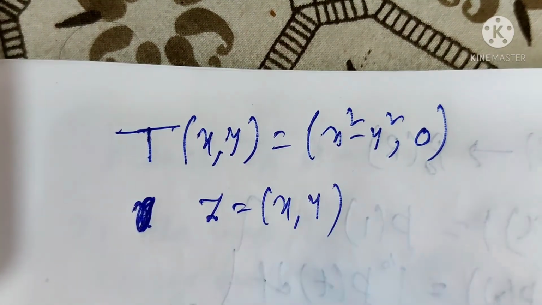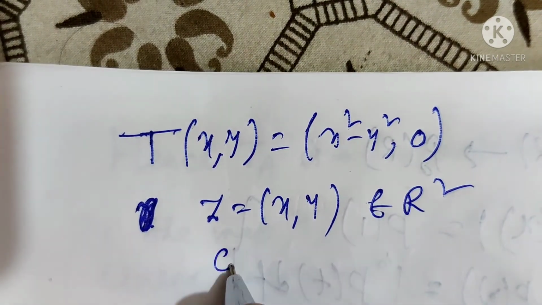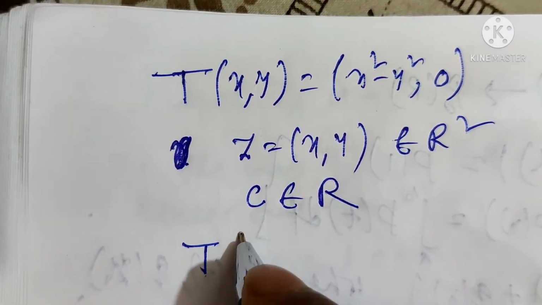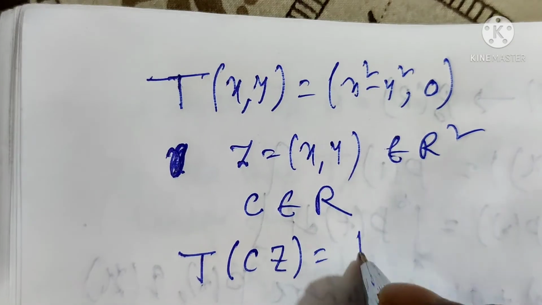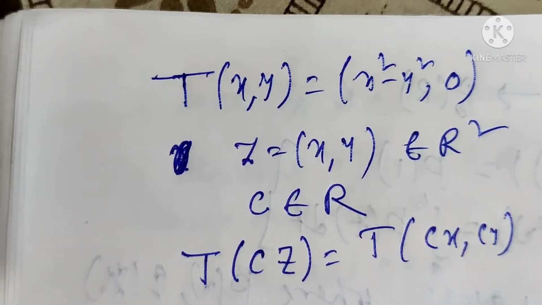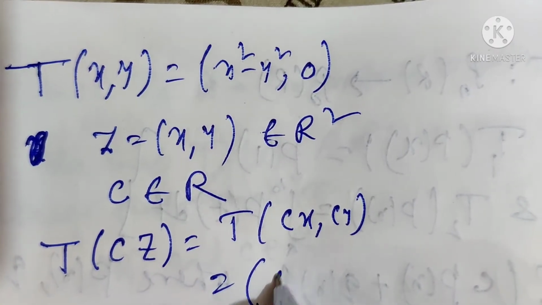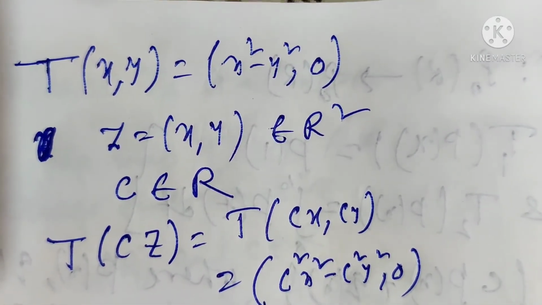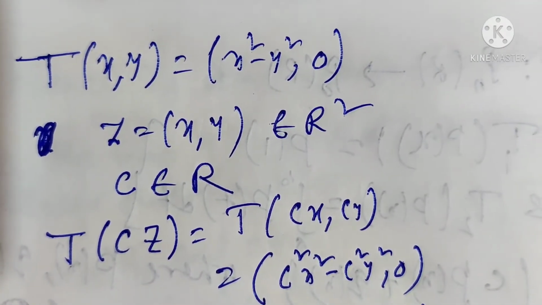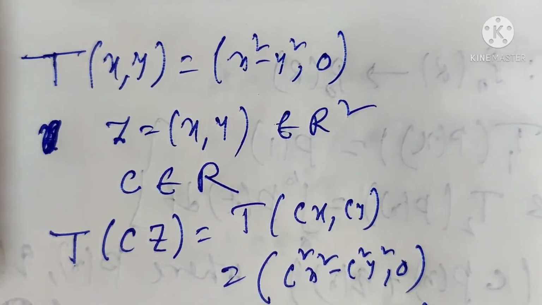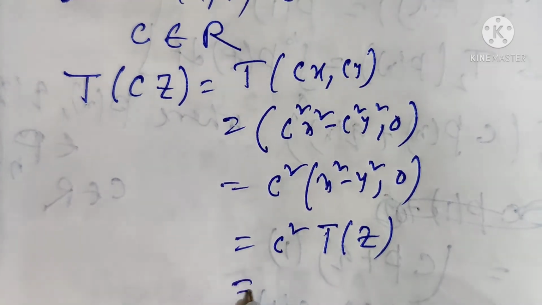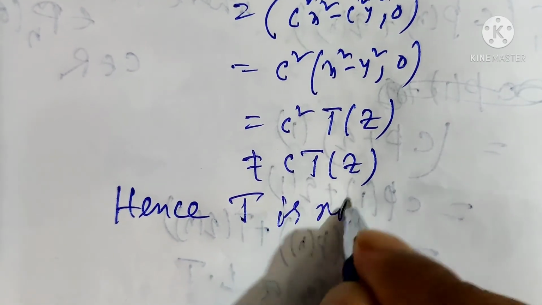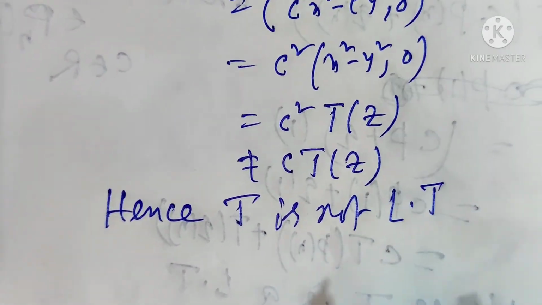Next problem, T of (x, y) equals (x squared minus y squared, 0). Let z = (x, y) belong to R squared, c belongs to R. T of cz equals T of (cx, cy), that equals (c squared x squared minus c squared y squared, 0), that equals c squared times (x squared minus y squared, 0), that equals c squared into T of z, not equal to c into T z. Hence T is not a linear transformation.